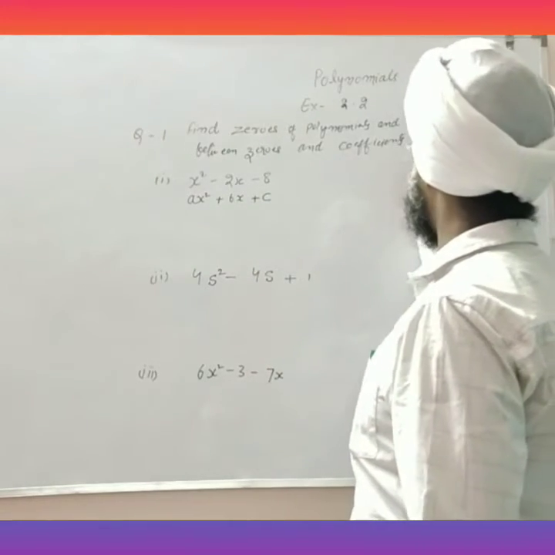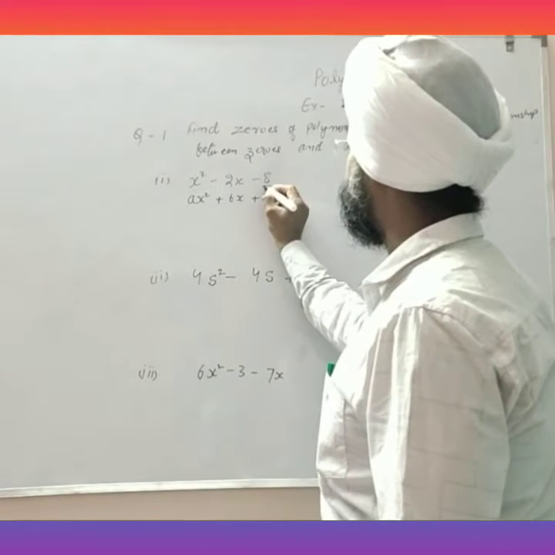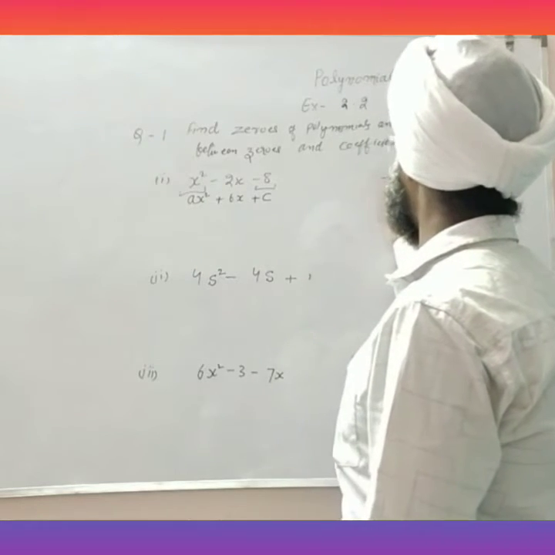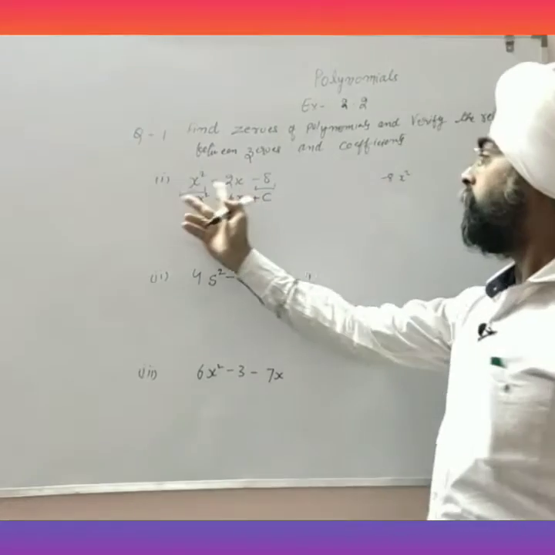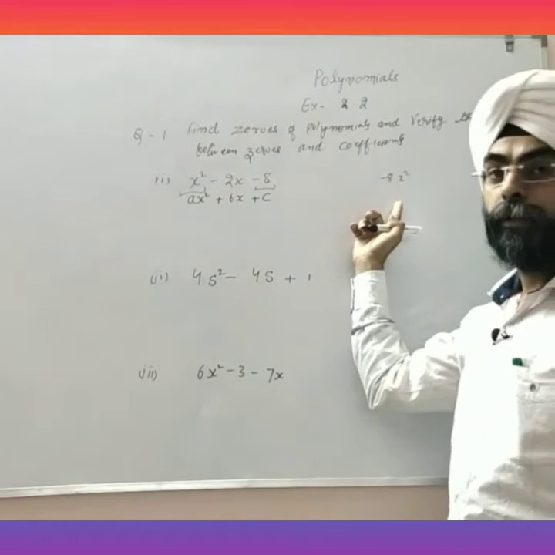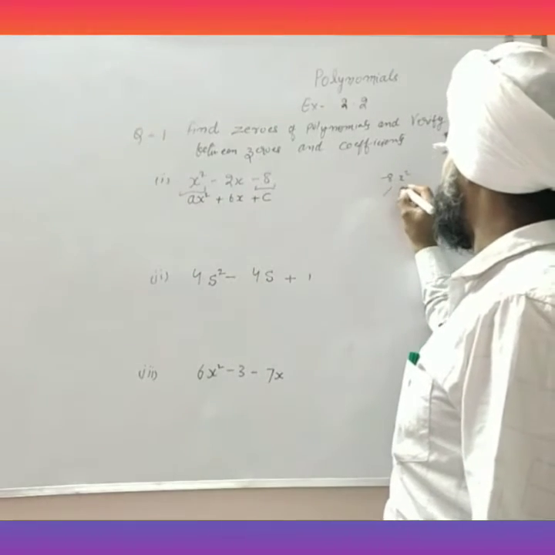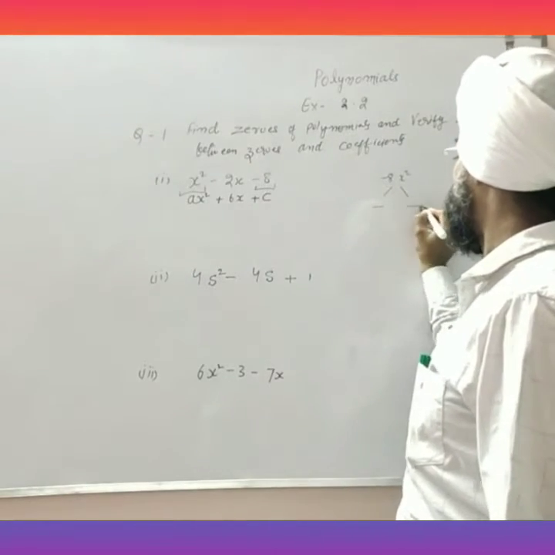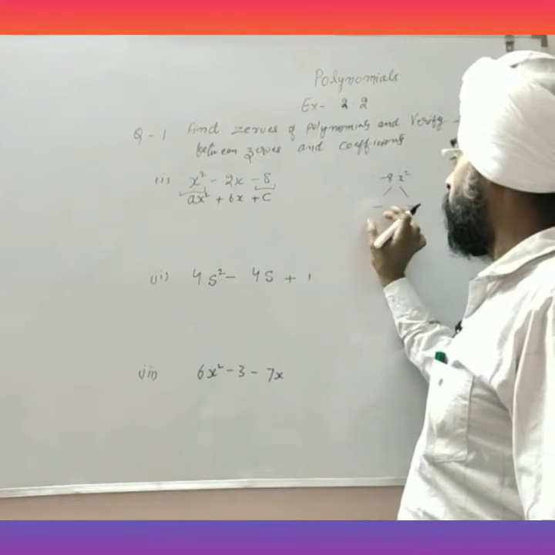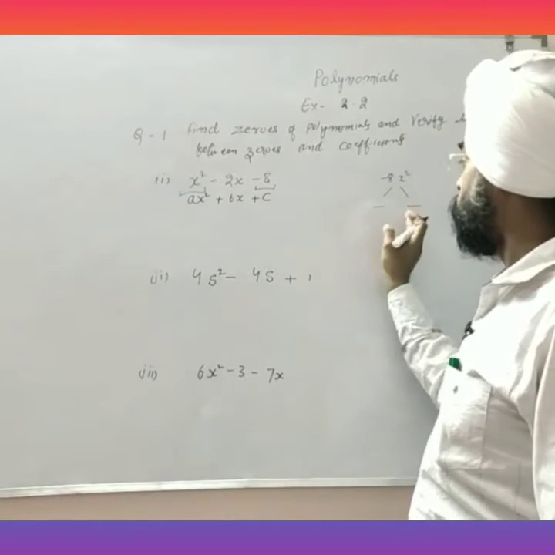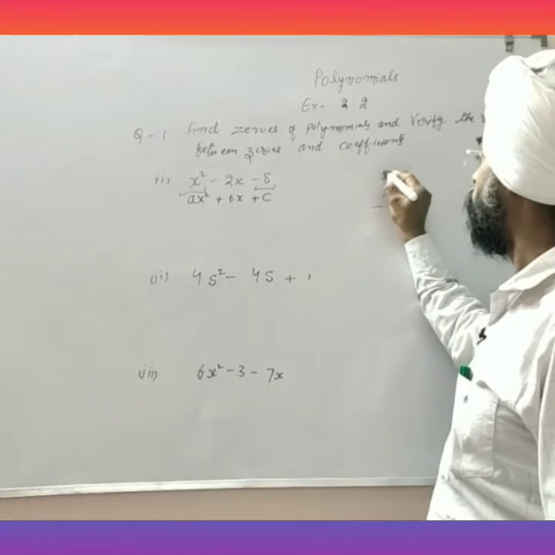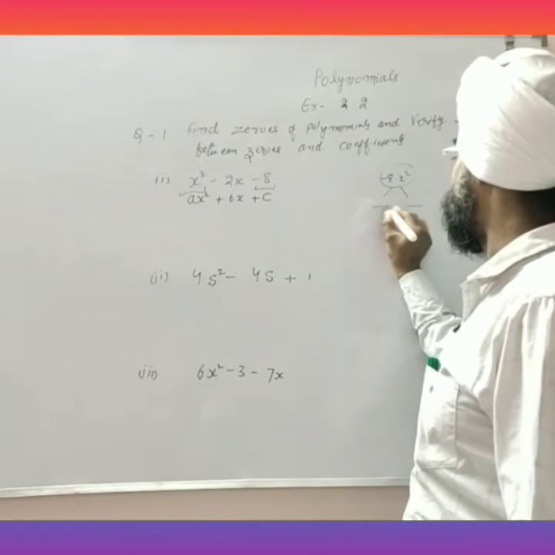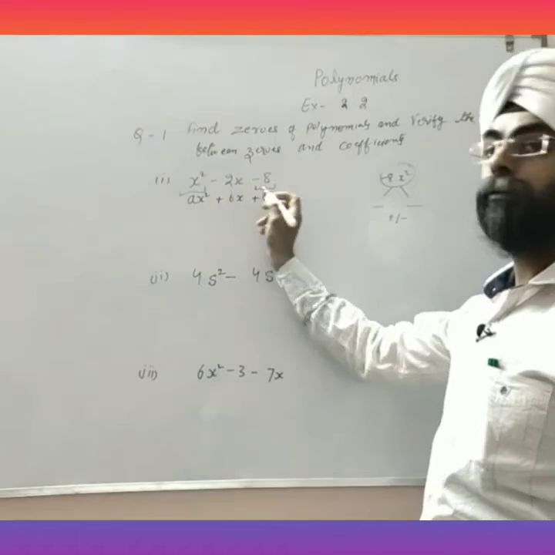How can we understand this concept? We have to multiply the last and first terms, minus 8 and x square, and it forms minus 8x square. Now we have to bifurcate this multiplication into two parts, filling in the blanks with two numbers. The multiplication of those numbers should be minus 8x square, and the sum or difference of these two numbers should be the middle term, minus 2x.